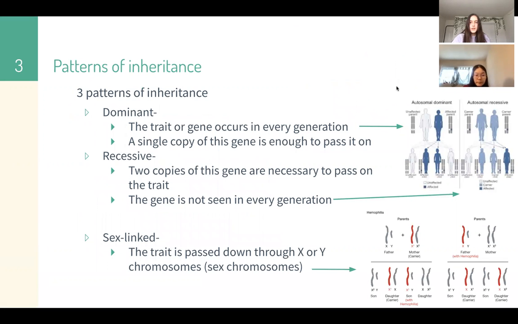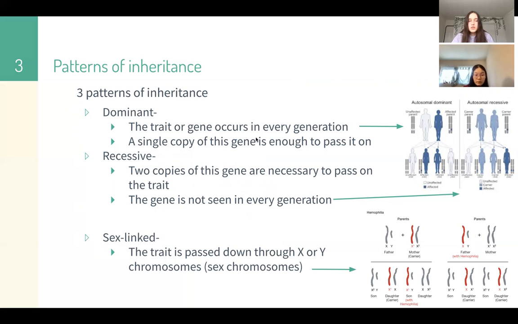Okay, so now we're going to talk about the patterns of inheritance. So there's three of them. The first one is dominant. So that means that the trait or gene occurs in every generation, and a single copy of this gene is enough to pass it on. So basically, if you have just one copy of this gene, then it will be visible.